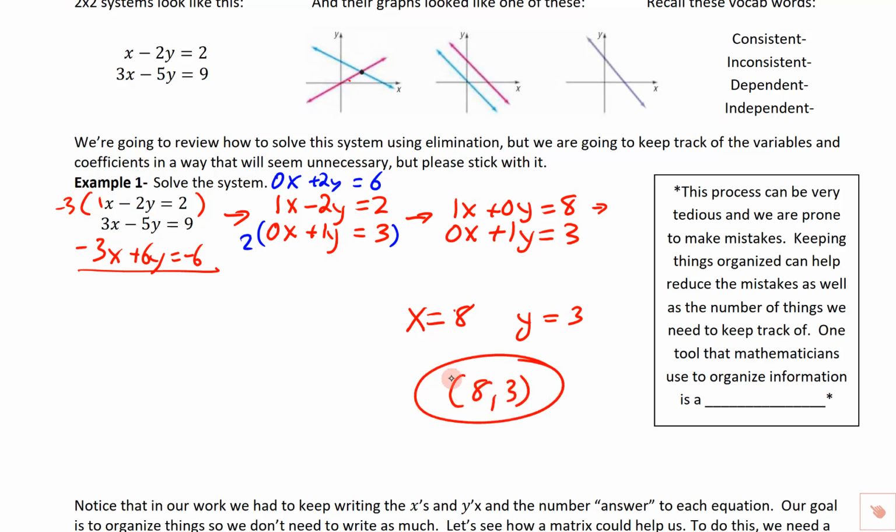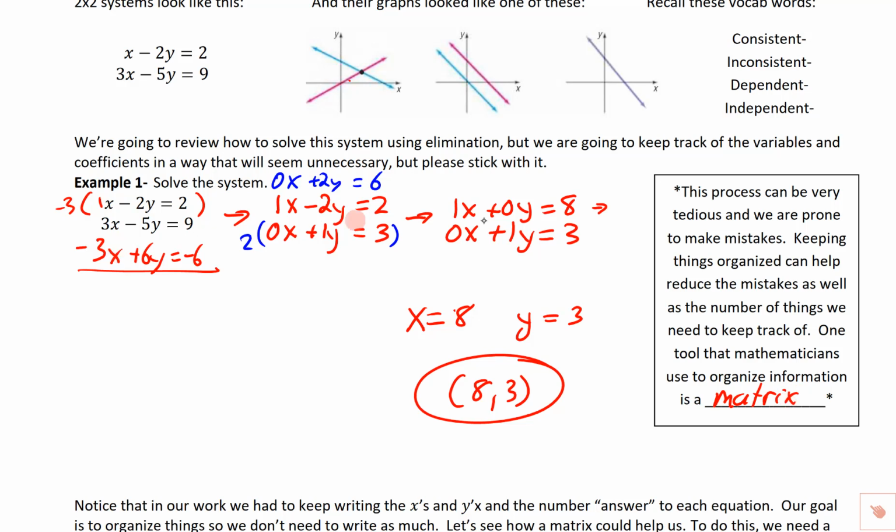Now, this is a crazy way to do this, but even when we're solving things using substitution or elimination, we tend to make mistakes. And what I've done here is I've just kept track of things in an organized fashion, but I had to keep writing things over and over again, especially the x's and y's. Well, one thing that mathematicians are really good at is keeping stuff organized, and one of the best ways they organize things is using a matrix. So let's write down matrix right here. That's one of the tools that mathematicians use to keep things organized.